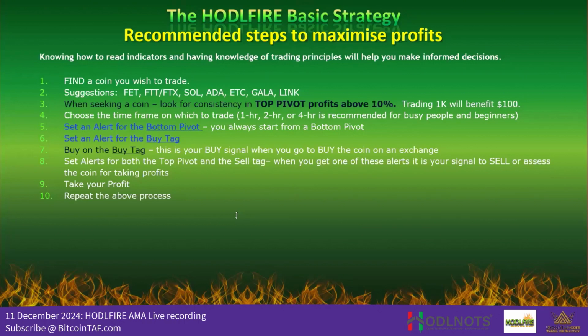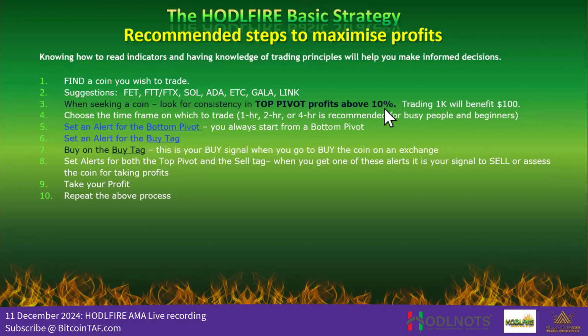Just start practicing on one time frame, see which one works best for you. And this is how we start. We find a coin. One of the questions I get asked a lot is, what coins do we use the HODLFIRE on? It's recommended that you look for coins on the time frame that you're going to use it on, that the top pivot, you'll be able to see the percentage gain. Look for ones that are bare minimum 10% gain. It's going to be worth your time.